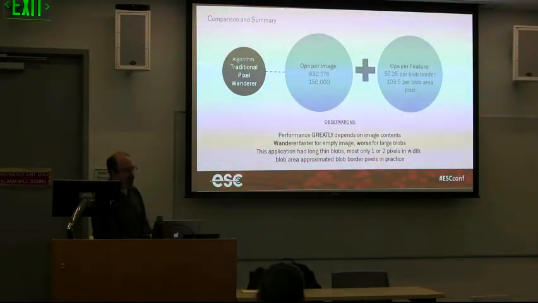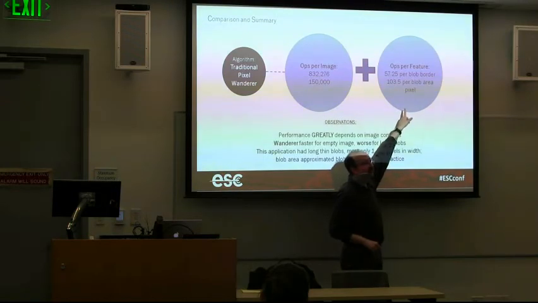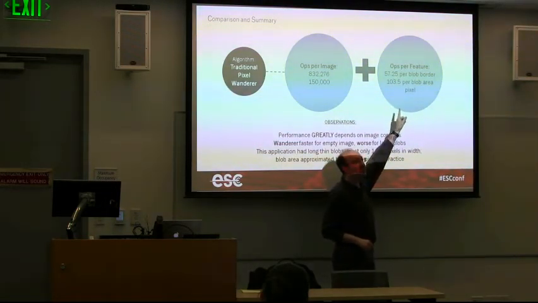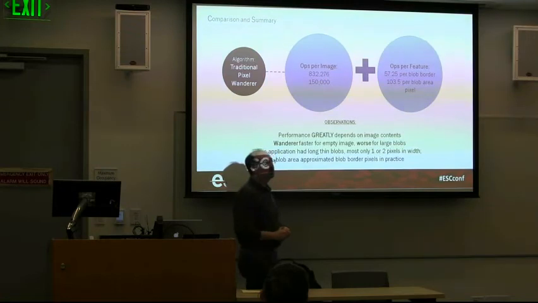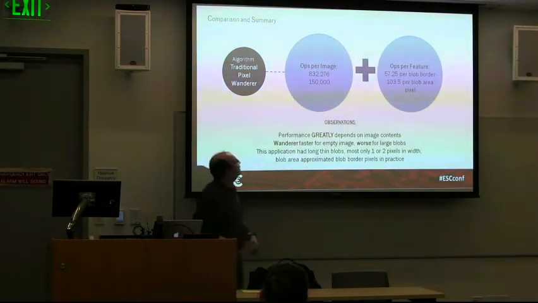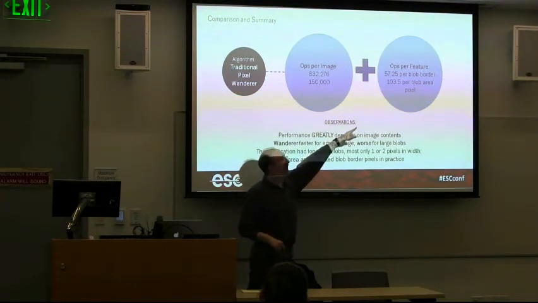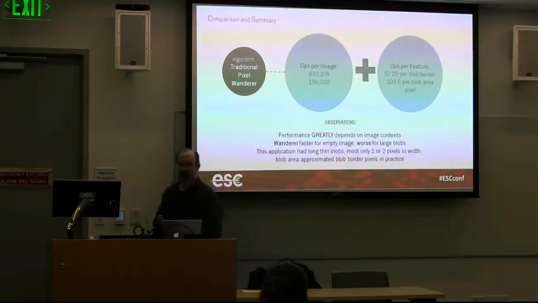Remember, this application had long, thin blobs, mostly only a couple of pixels wide in width. Therefore, the blob area approximated the border pixels in practice. So even though we've got more complexity and cost for an area pixel than for a border pixel, those two end up pretty similar, and it's really about a factor of 2. Turns out that this metric dominates, and that mostly cancels out in practice. Not completely, but mostly.